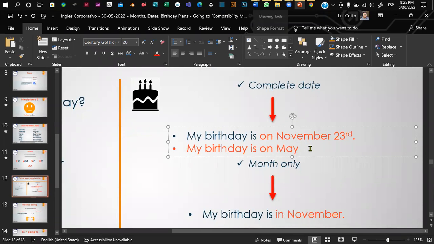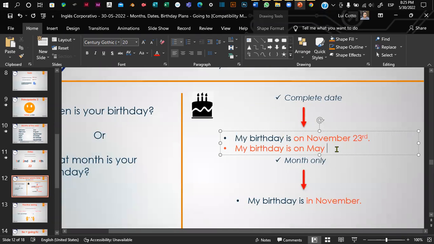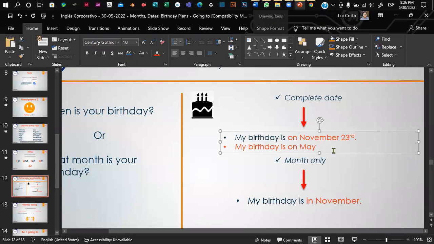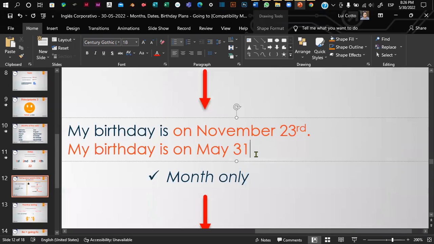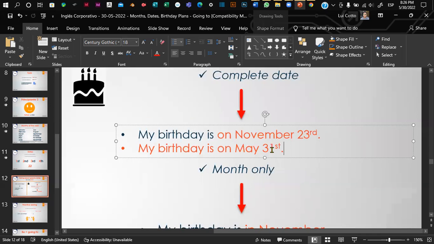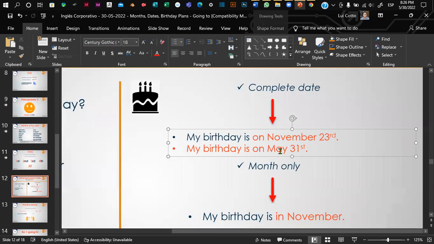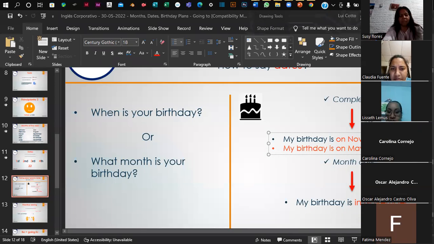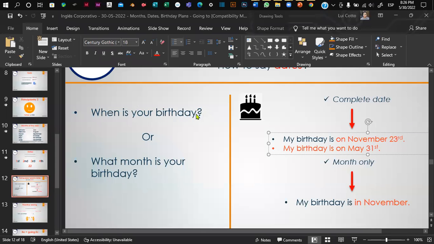Guys, help her. You can help her. It's 30, correct, is May 30? First, okay, and the letters ST, indicating dates, correct. Okay, Rachel, make the question for, let's see, I will select someone, Claudia. Claudia, when is your birthday?